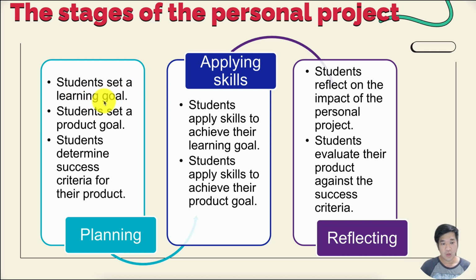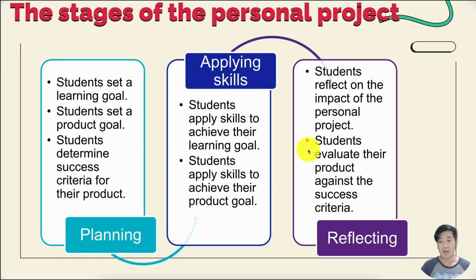Students will set the learning goal. So you set that one, then you are looking into the product goal. What should the product look like? And then what are the personal success criteria going to be for the product? Now, for criterion B, applying skills, you are going to achieve the goal. Make sure that you achieve that one. Then you are going to apply the ATL skills that you learned that can be used to produce the product goal.